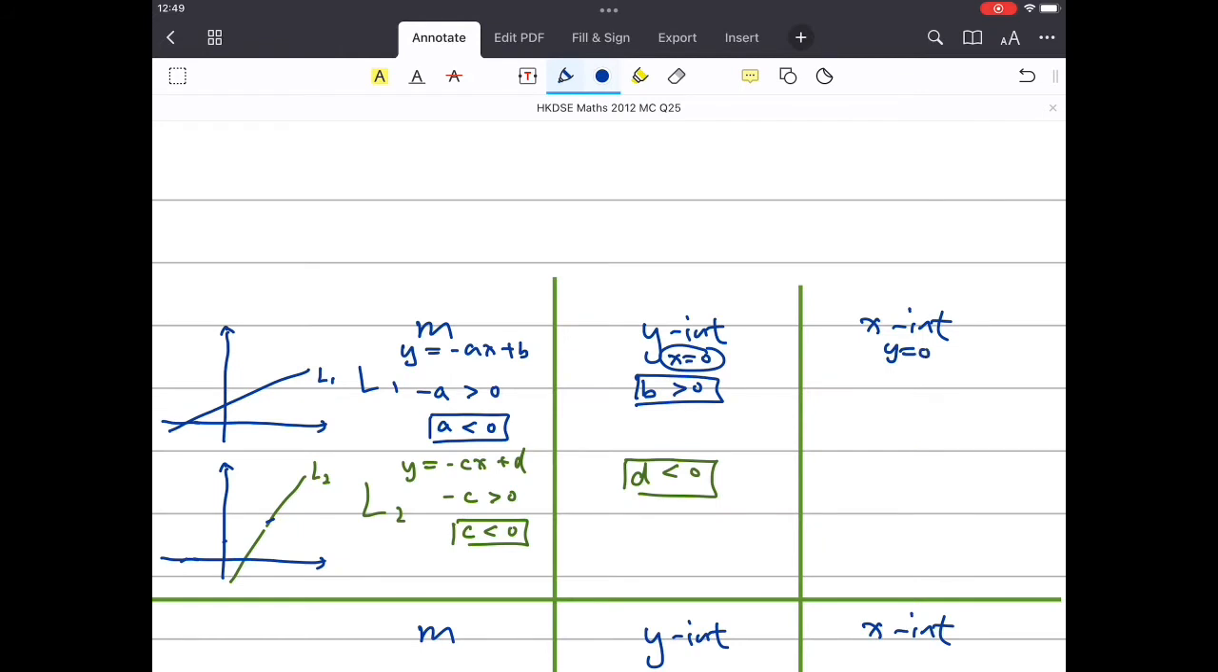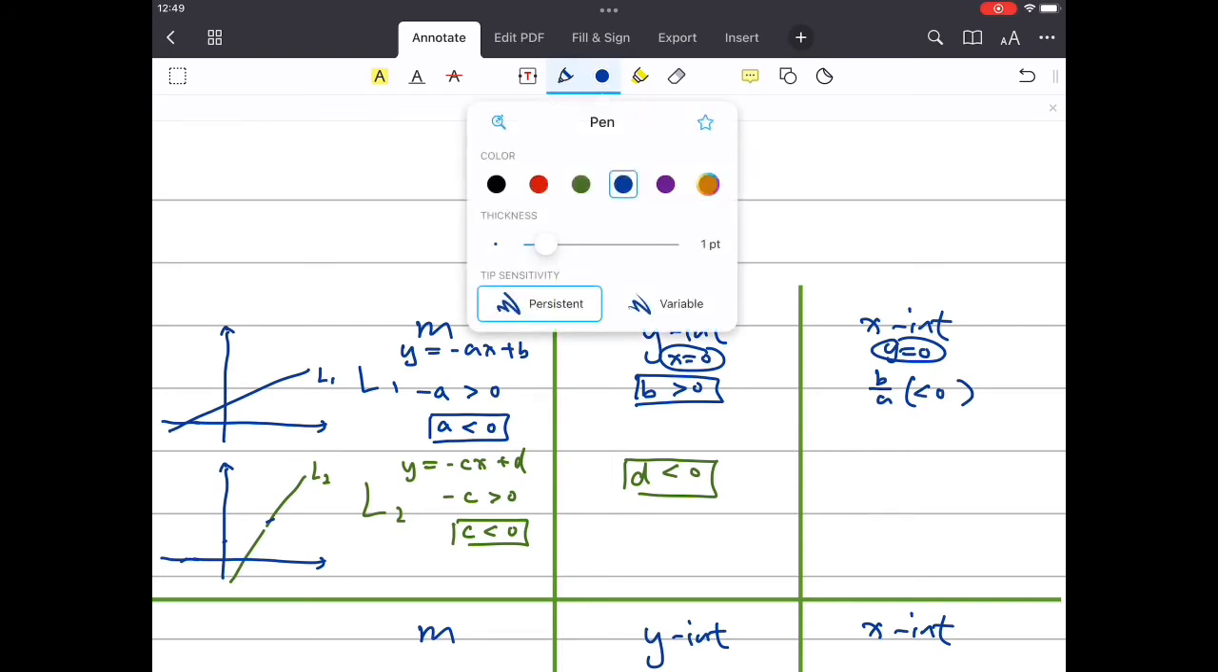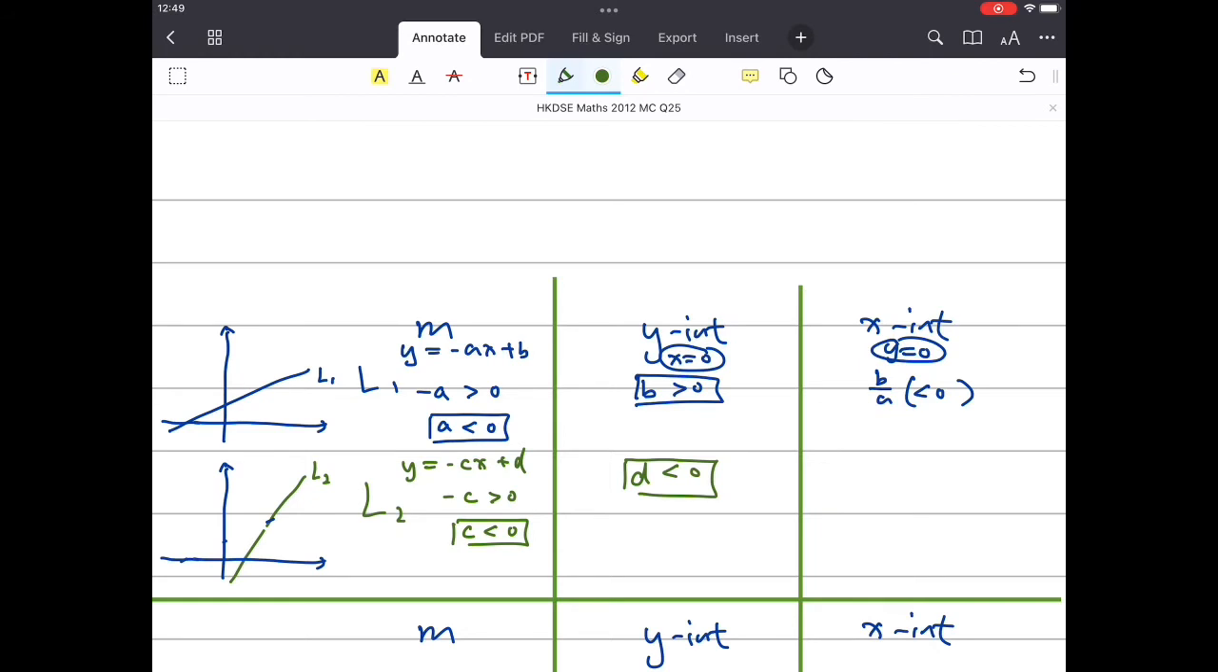For the x-intercept, we can find it by putting y as 0. For L1, the x-intercept is b over a. From the diagram, we know that the x-intercept is smaller than 0. However, we have found out the range for a and b already. Therefore, this inequality, we don't need to use it. We just need to know how to find the x-intercept. For L2, the x-intercept is d over c and greater than 0. Once again, this inequality is not needed.